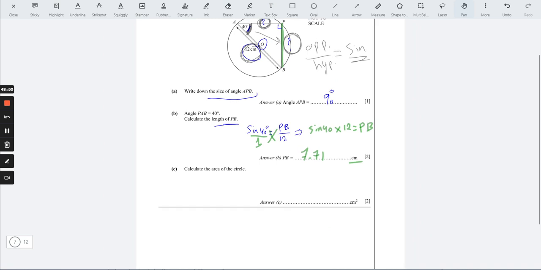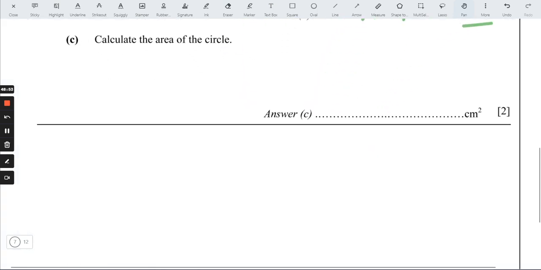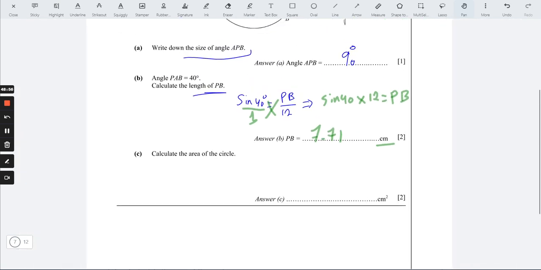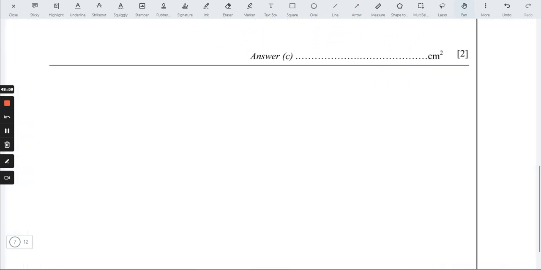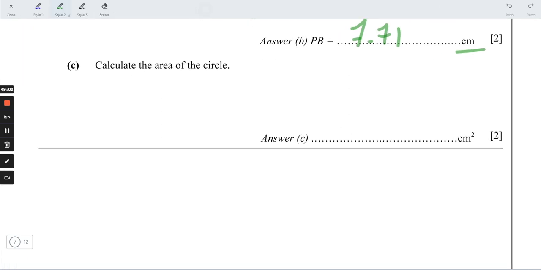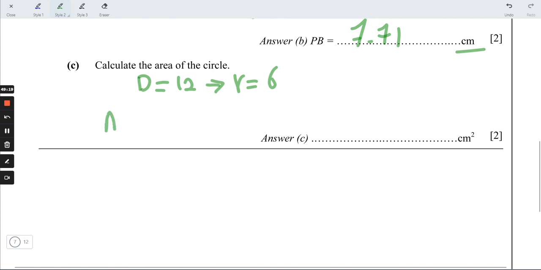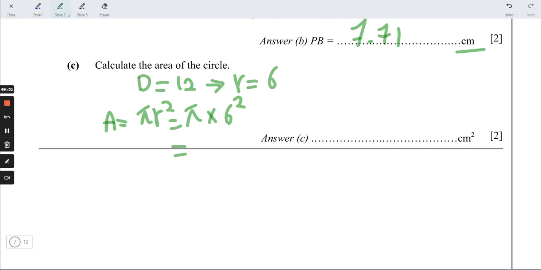Calculate the area of the circle. Calculating the area of the circle is easy, because the diameter is 12 centimeters. So we know diameter D is equal to 12 centimeters. That means radius equals 6, because the radius is half of the diameter, so R equals 6. The area of a circle is pi r squared, which is pi times 6 to the power of 2, and you will use your calculator here.